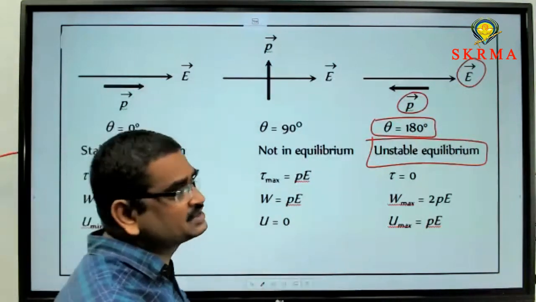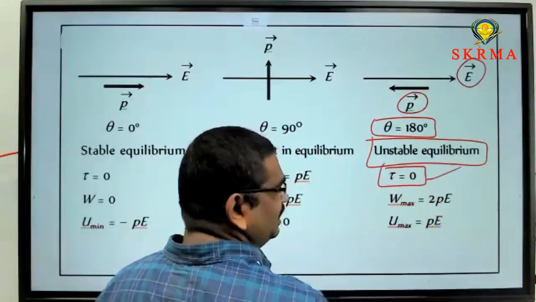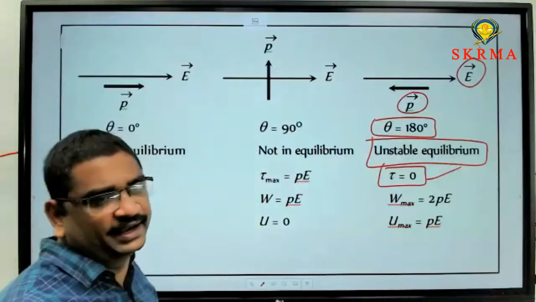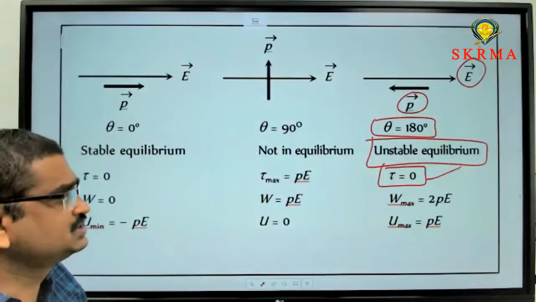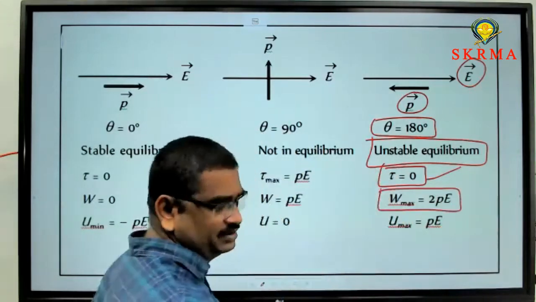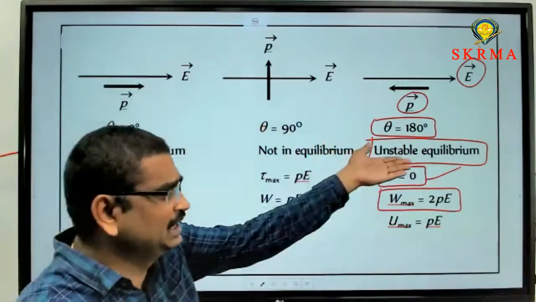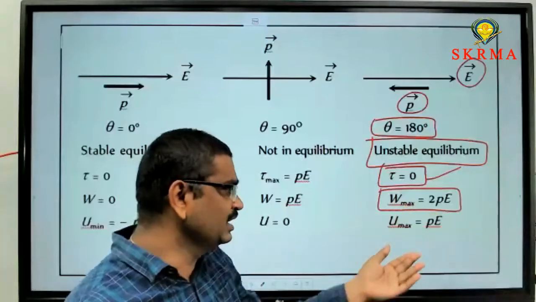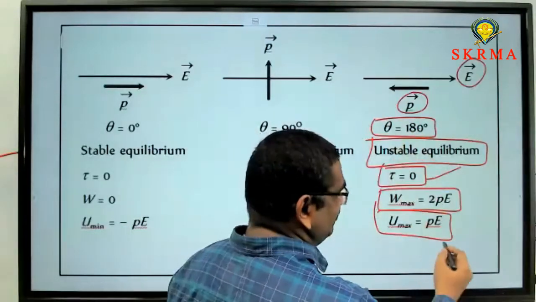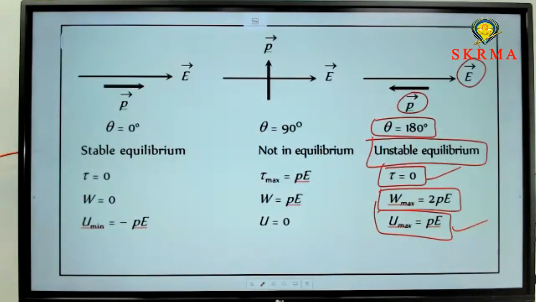So that is called unstable equilibrium. Substitute 180 degrees in the torque equation, then you will get 0. Next, if you want to rotate a dipole from stable equilibrium to unstable equilibrium, then work done is 2PE. If you substitute 180 degrees in the potential energy equation, then you will get PE. That is a maximum.